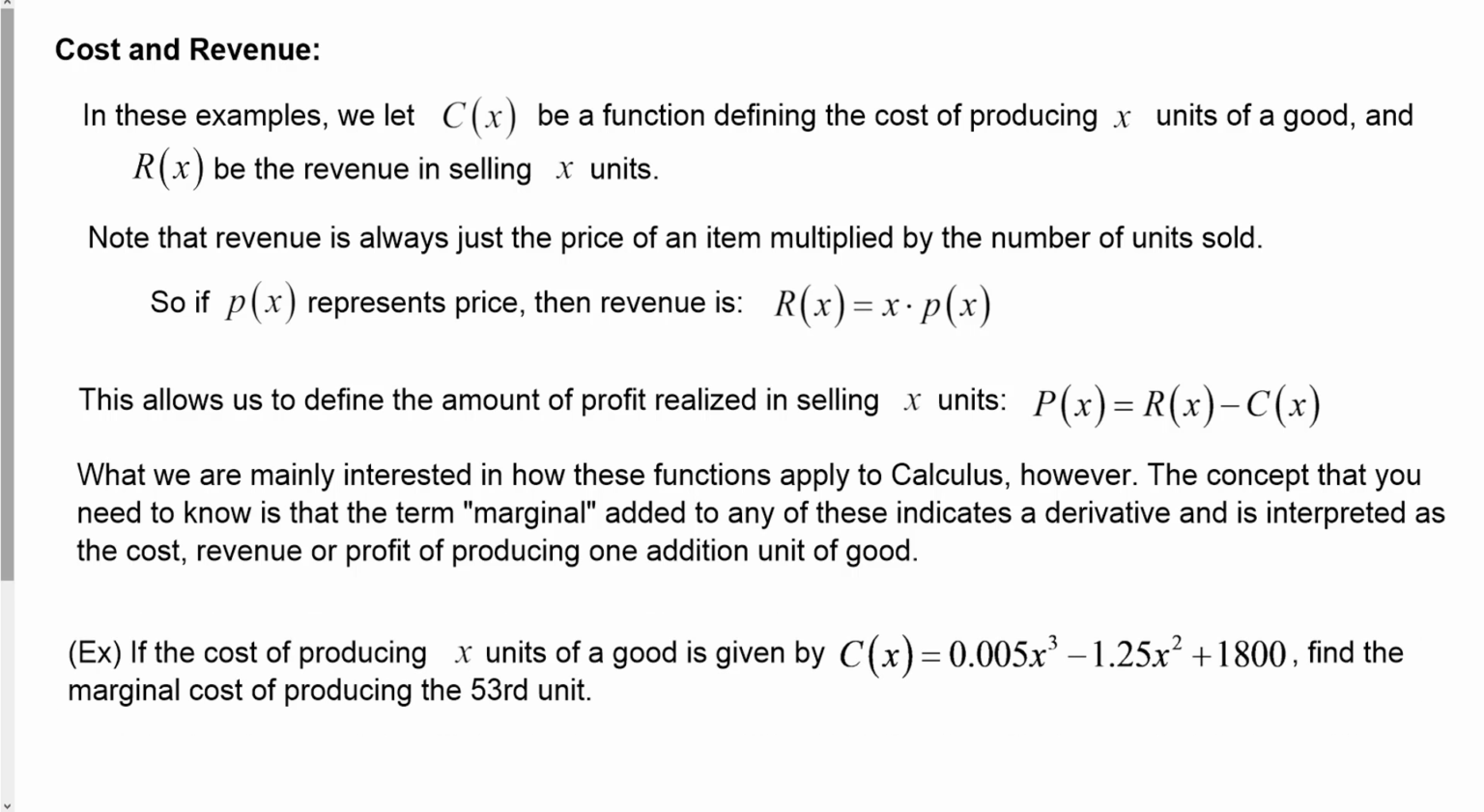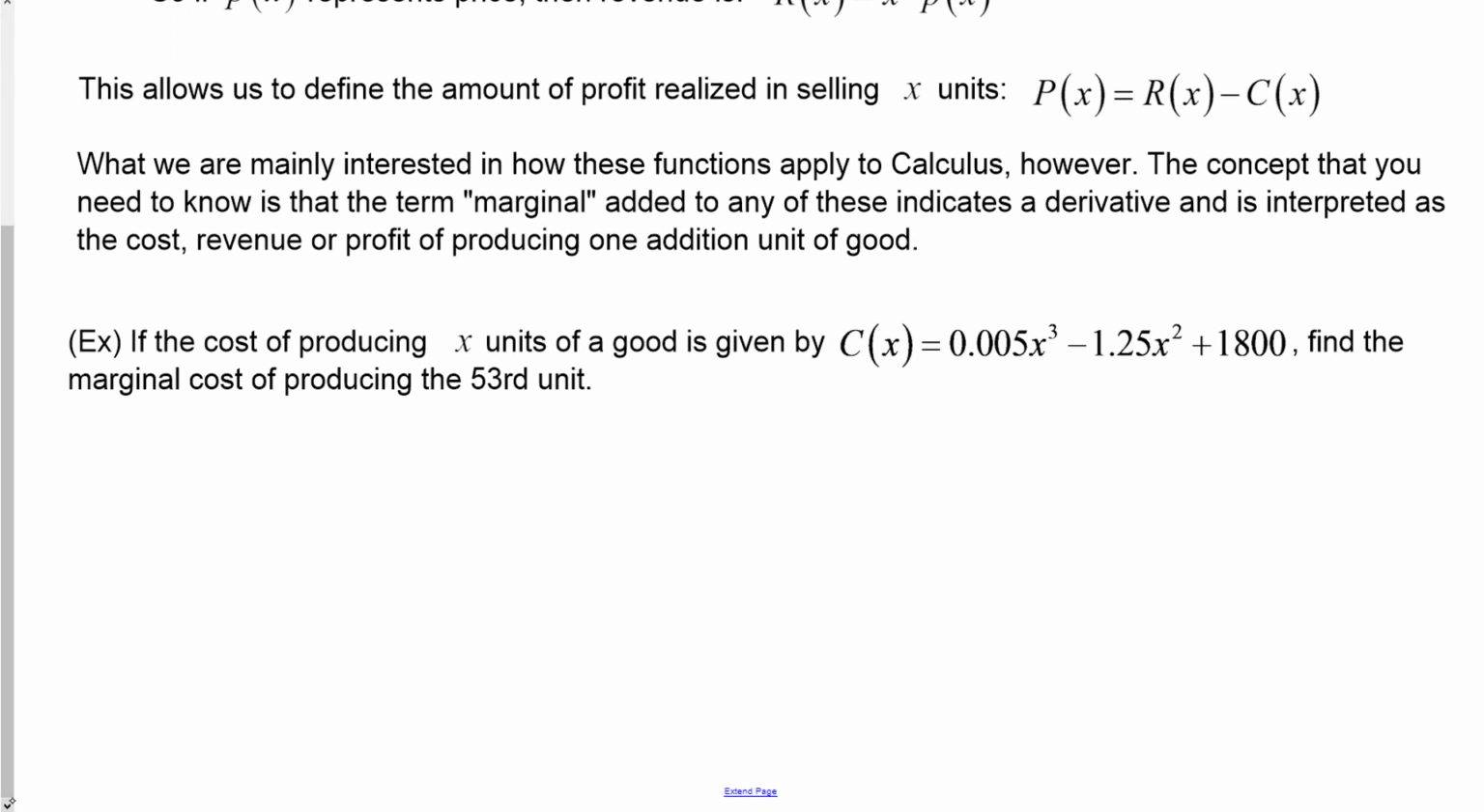So for example, if the cost of producing x units of a good is given by c of x equals 0.005x cubed minus 1.25x squared plus 1800, find the marginal cost of producing the 53rd unit. There's nothing to manipulate with these formulas here. This isn't a business calculus course, but asking you to find a marginal cost is a reasonable question. Marginal cost, that's just another way of saying find the derivative of your cost function.